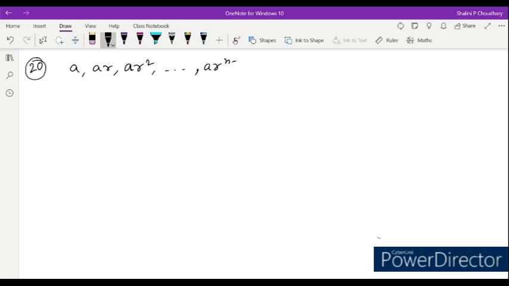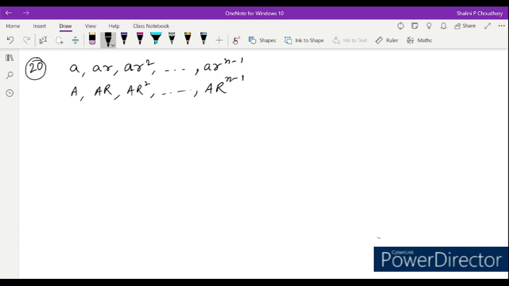ar to the power n minus 1. This is the first sequence. Another sequence is capital A, capital A capital R, capital A capital R square, and capital A capital R to the power n minus 1. So these are the two sequences and these are in GP.